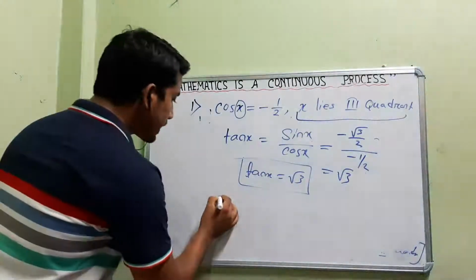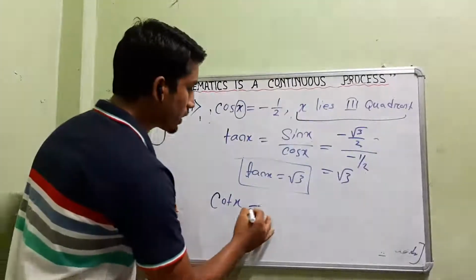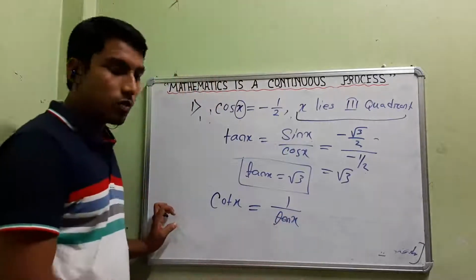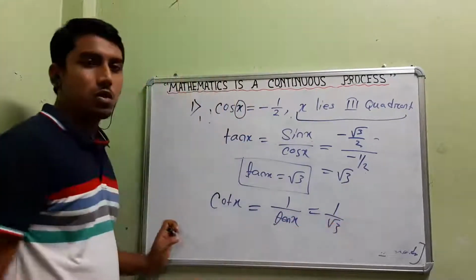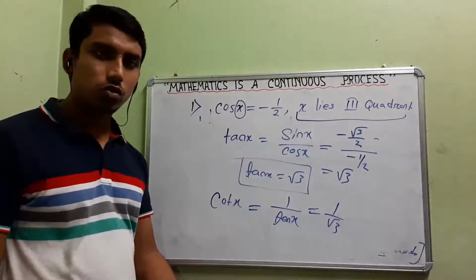So what will be cot x? As we know tan x, we can easily calculate cot x, because cot x is equal to 1 by tan x, reciprocal relation. So it will be 1 by root 3. So cot x is equal to 1 by root 3.